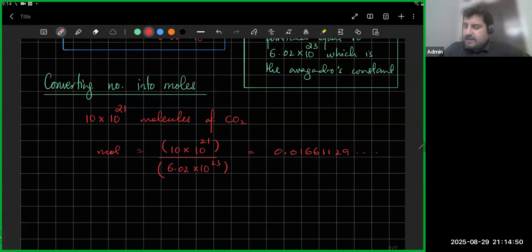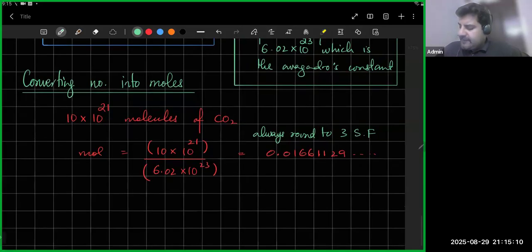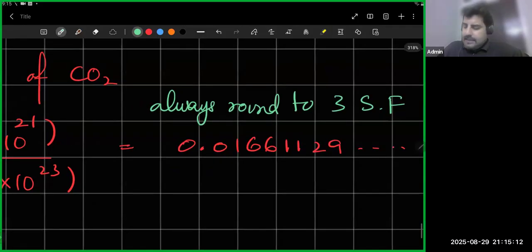So make sure you remember this. Always round to 3 significant figures. Because a lot of times you'll be getting these trailing decimals. What is 3 significant figures? It's the first number, the second number, and then you round on the third number.